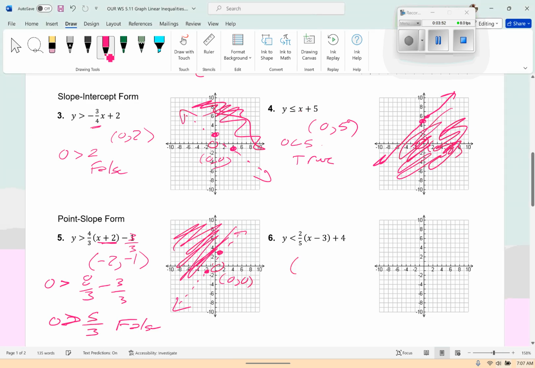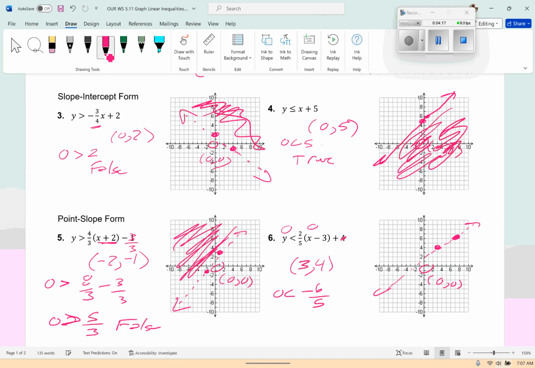This one's going to give us a point of 3 comma 4, opposite when it comes out of the parentheses, same outside. So 3 comma 4 is up here. I have a slope of up 2, right 5. And this is a dotted line. This is going to show that 0, 0 is down here. Plug 0 here, plug 0 there. So I get 0 is less than, you get 2/5 times negative 3, which is negative 6/5.